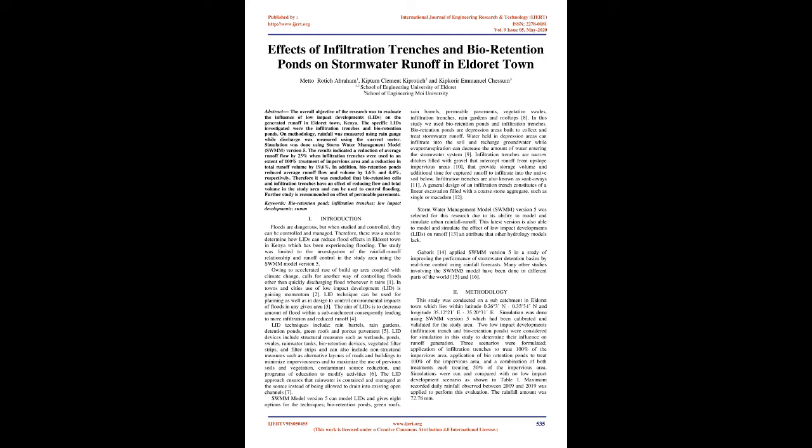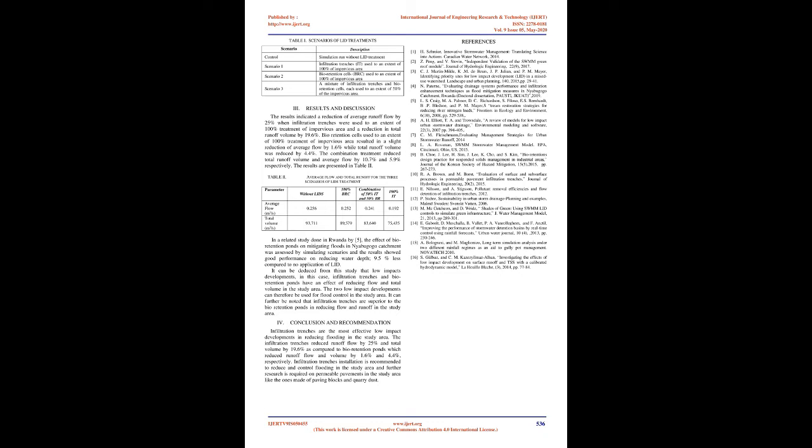12. Stormwater Management Model, SWMM, version 5 was selected for this research due to its ability to model and simulate urban rainfall runoff. This latest version is also able to model and simulate the effect of low-impact developments, LIDs, on runoff. 13. An attribute that other hydrology models lack. IJERT 14 applied SWMM version 5 in a study of improving the performance of stormwater detention basins by real-time control using rainfall forecasts. Many other studies involving the SWMM 5 model have been done in different parts of the world. 15 and 16.